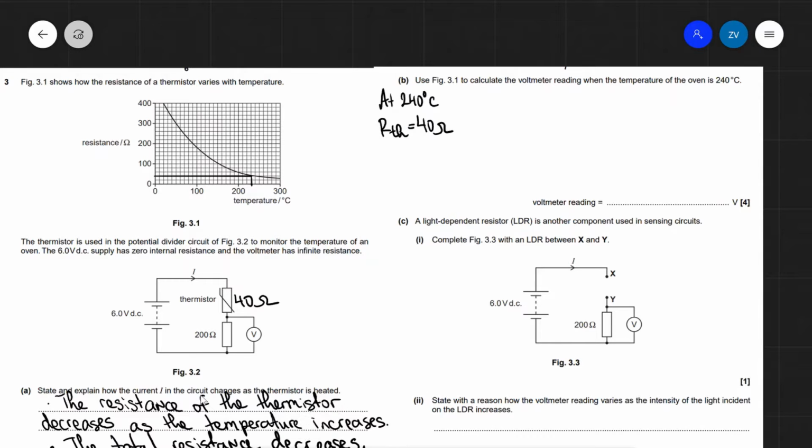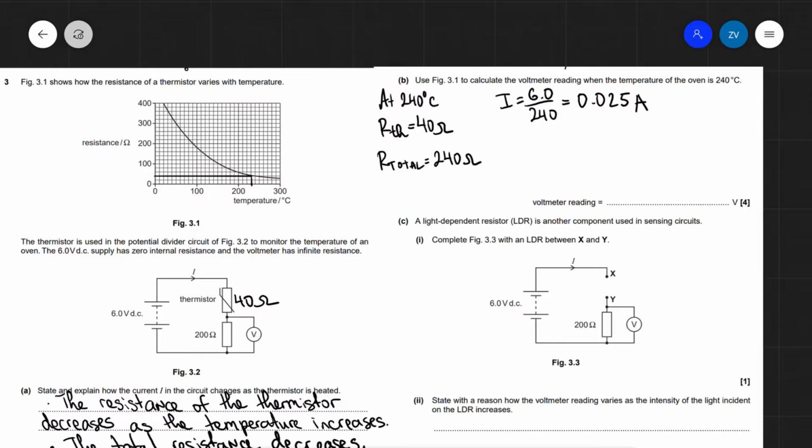Now, to calculate the voltmeter reading, we're going to need the current in the circuit, and because those two components are connected in series, we know that our total is going to be equal to 240 ohms. Using that, we can calculate the current in the circuit simply by V over R. So it's going to be 6.0 divided by 240.